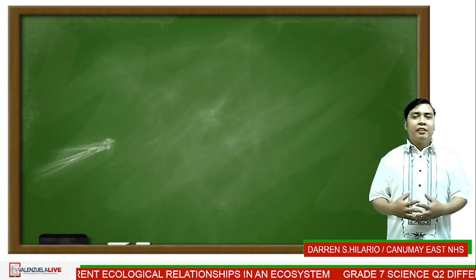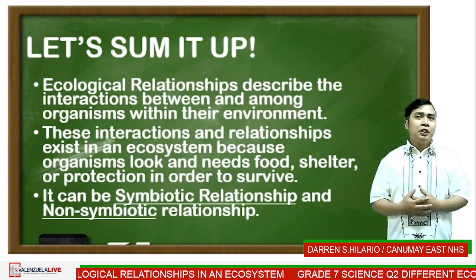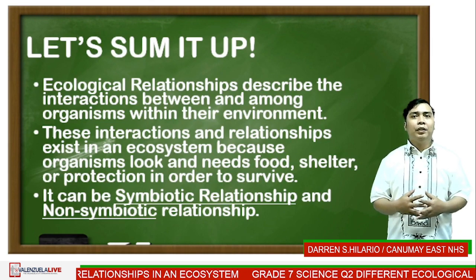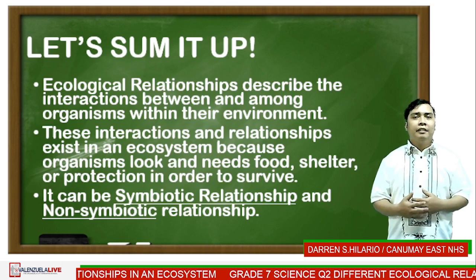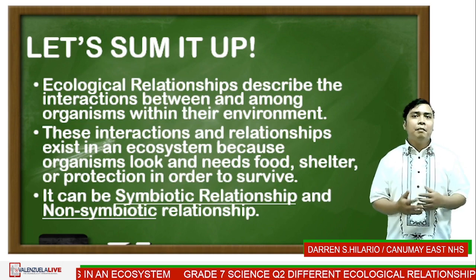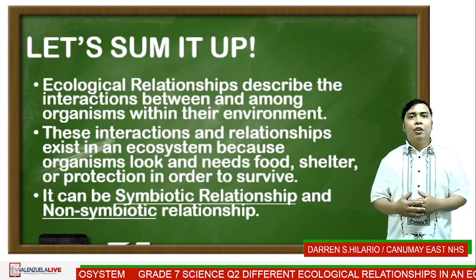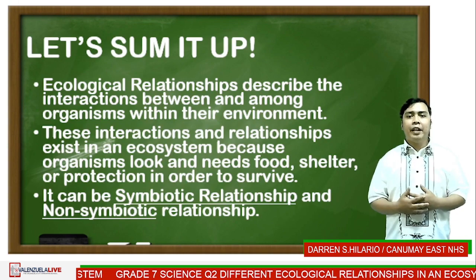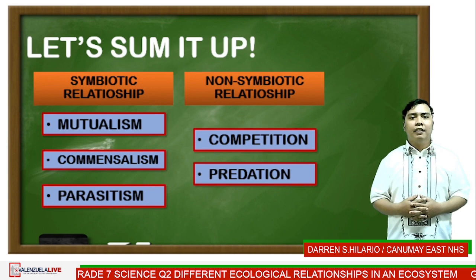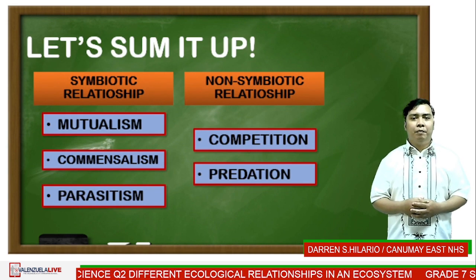Let us summarize all of the lessons we have discussed. Ecological relationship describes the interaction between and among organisms within their environment. These interactions and relationships exist in an ecosystem because organisms look for and need food, shelter, or protection in order to survive. There are two types of relationship in the environment, the symbiotic relationship and the non-symbiotic relationship.